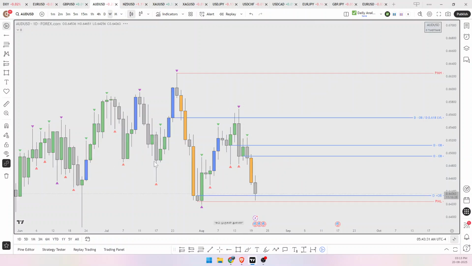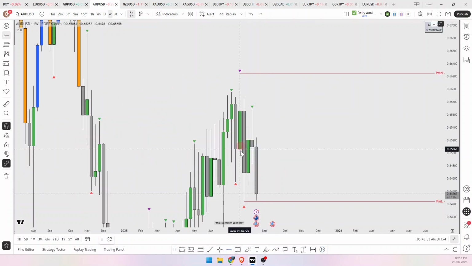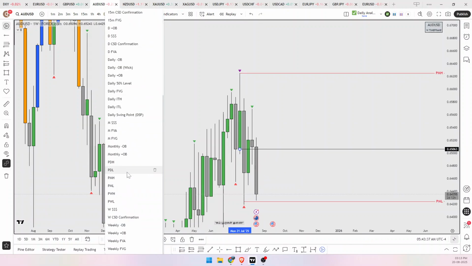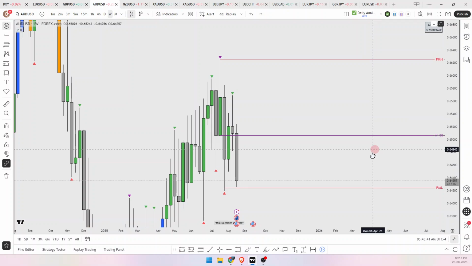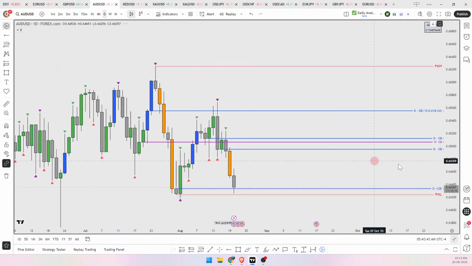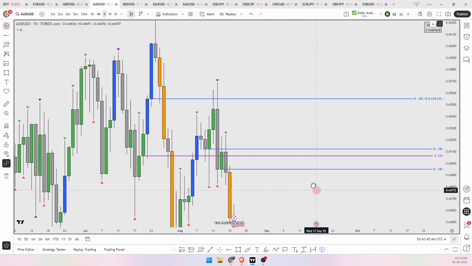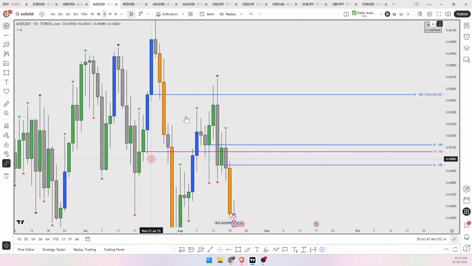Wait a minute, I'll just mark the weekly candles. Okay, this is the weekly bearish OB. Now I'm going to daily. Here you can see this entire range is the weekly bearish OB.